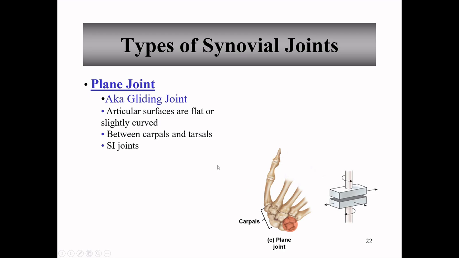Next up we have a plane joint. Plane joints are also known as gliding joints. I always remember this because I think of a plane gliding through the air, plane joint and gliding joint. Articular surfaces are flat or slightly curved. We get these between our carpals and our tarsal bones, so the bones in our wrist and our foot. And this is our SI joints as well, our sacroiliac joints, where your sacrum meets your ilium bone in your pelvis. Those are also plane joints or gliding joints. So these are typically going to be flat bones that slide past each other. They kind of just glide past each other. That is a plane joint or a gliding joint.